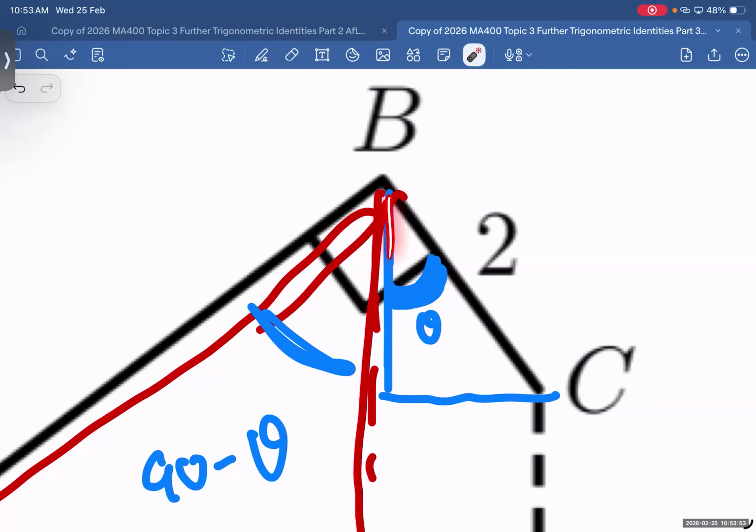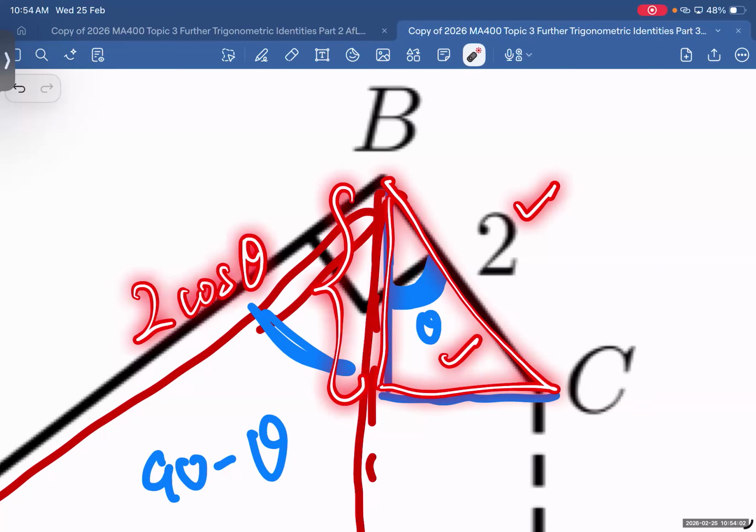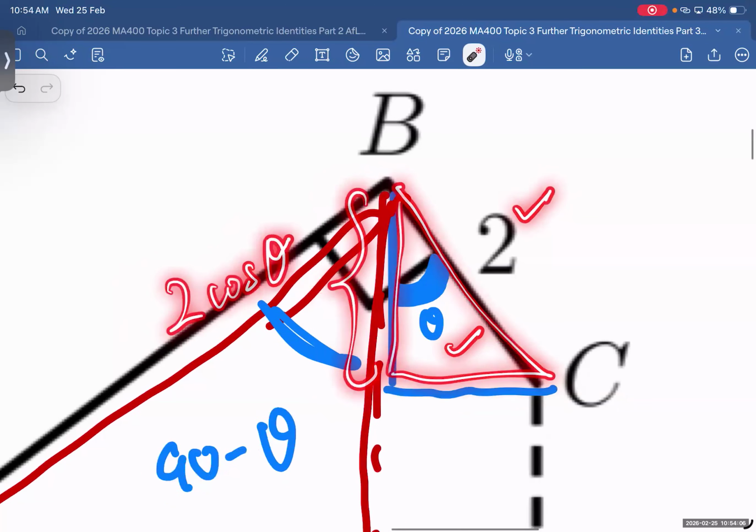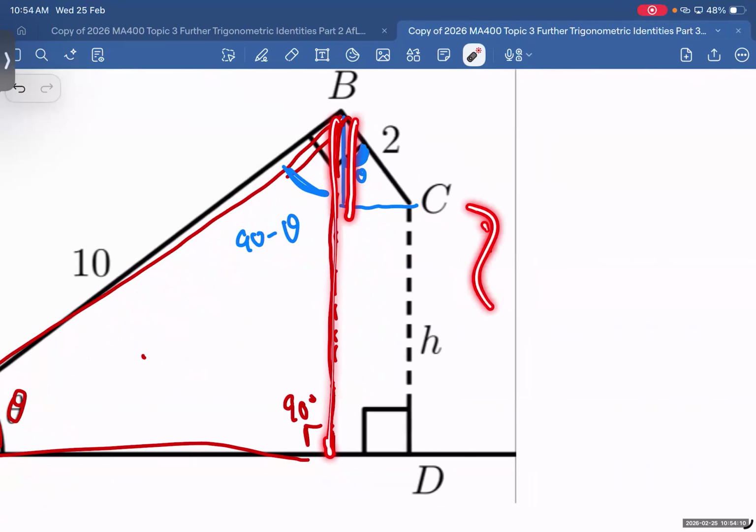Now, then it's one. You look at this triangle, you look at 2 and theta. Can I say that this will be 2 cosine theta? Okay. Now look at the red and the blue. It's sine theta minus 2 cosine theta. Can or not? That's the answer.